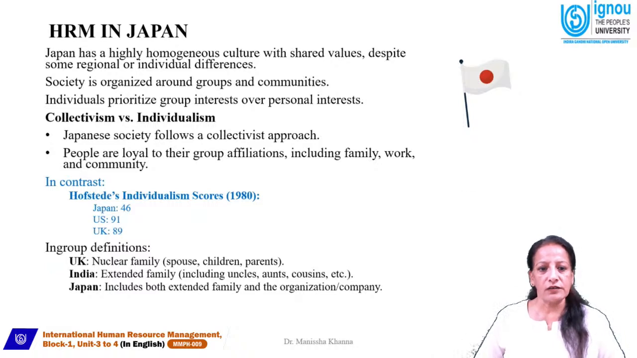In 1980, according to Hofstede's study, the individualism score for Japan was 46, the US was 91, and the UK was 89. So we can see Japanese culture is more of a collectivist approach rather than an individualistic approach. When we talk about in-group definitions, the UK has nuclear families with spouse, children, or maybe a parent. In India, we see extended families with uncles, aunts, and cousins living in the same place. Whereas in Japan, it includes both extended families and the organization and the company.